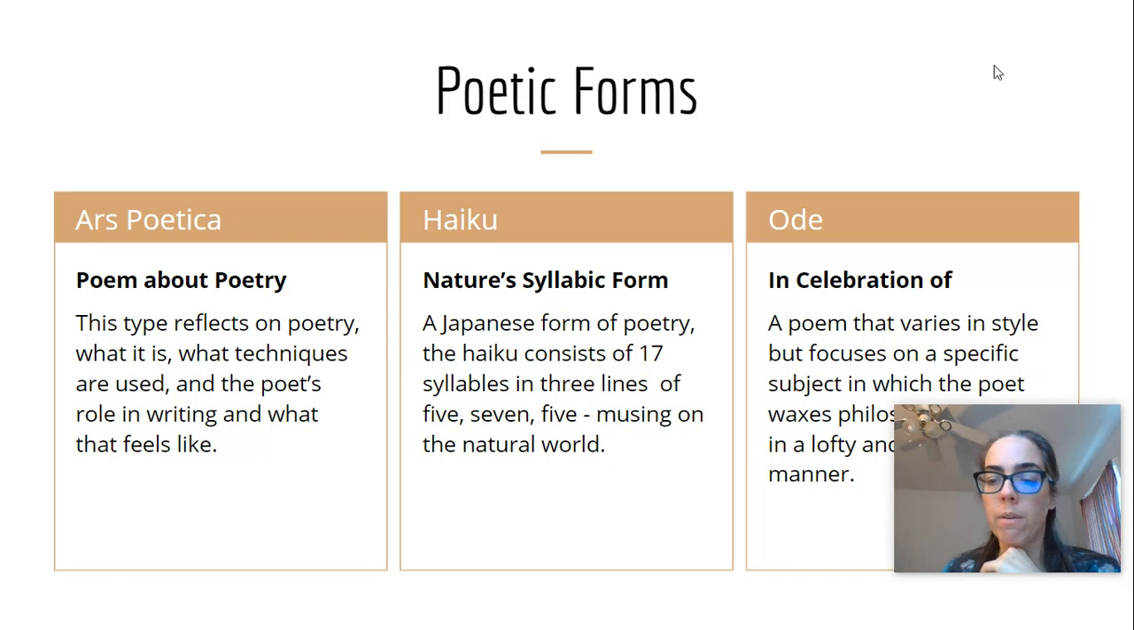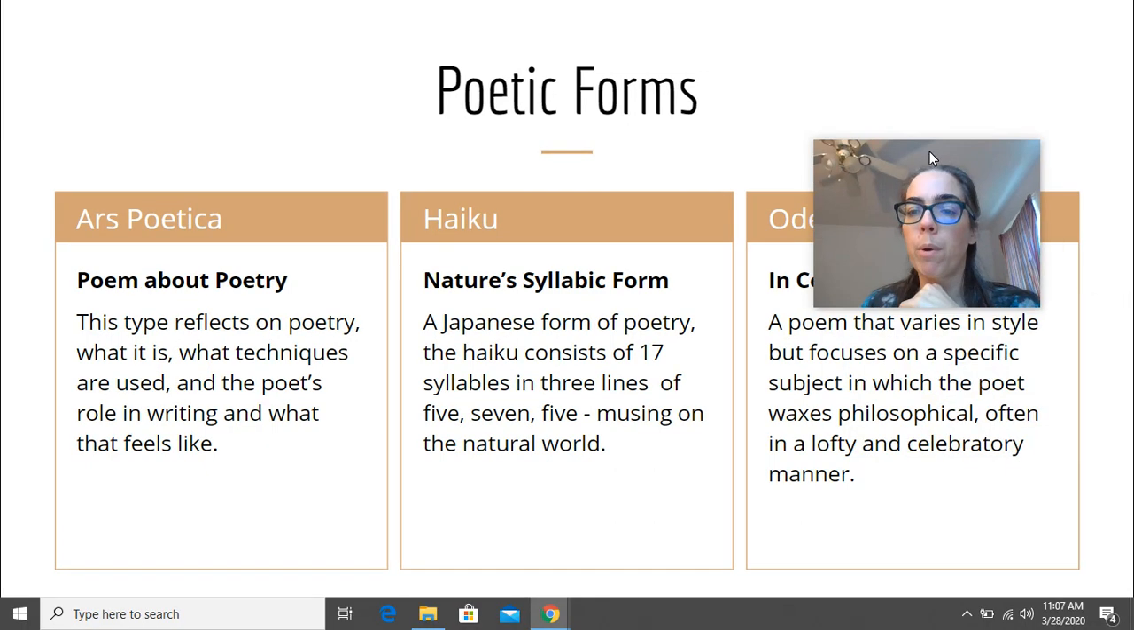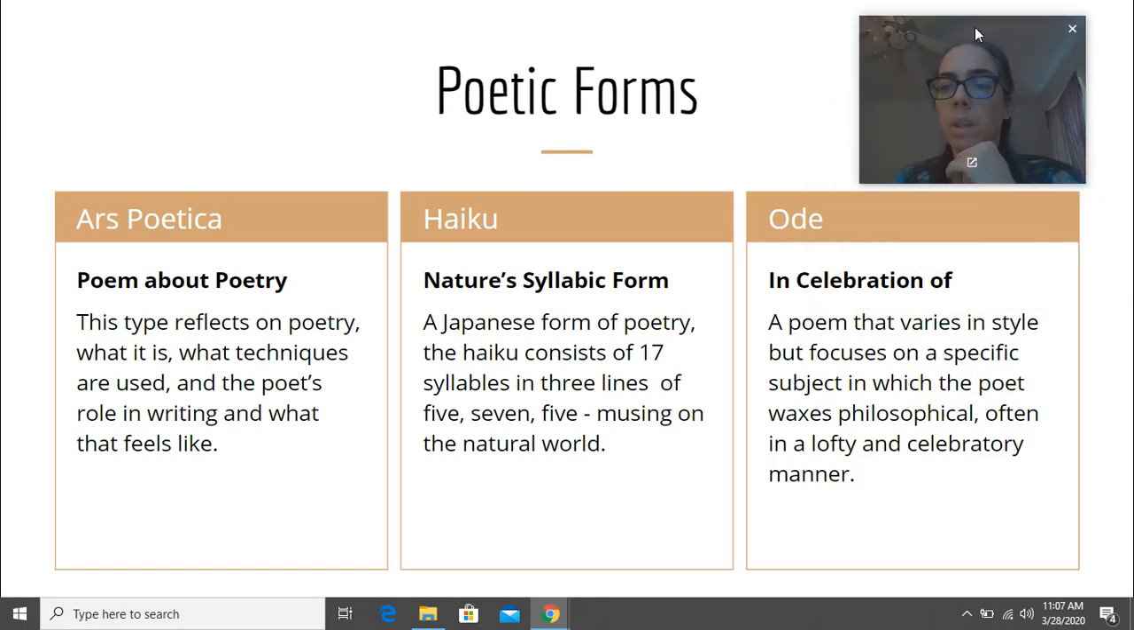So starting out with our poetic forms. Ars Poetica is the first one that we're going to talk about. It's a poem about poetry. It's about the act of writing poetry. And that's the first thing that we'll discuss. So basically, in the poem, we can discuss what techniques are used, what it feels like to write, why writing is important, what writing encompasses, and it's all about poetry.